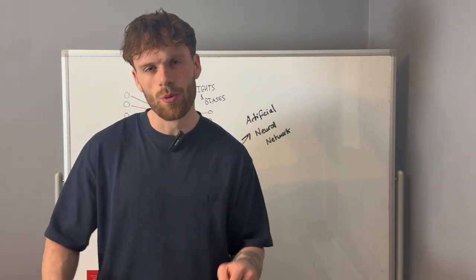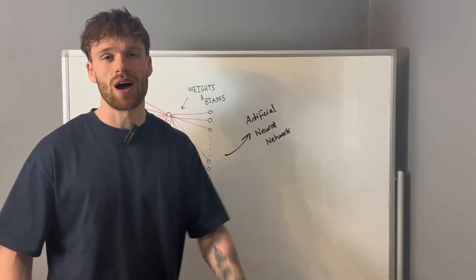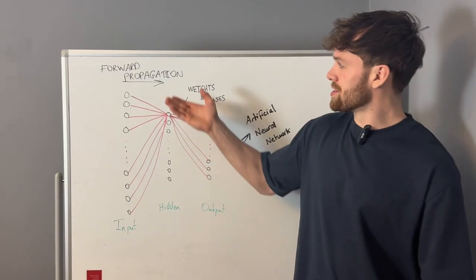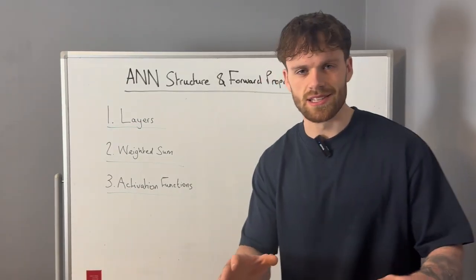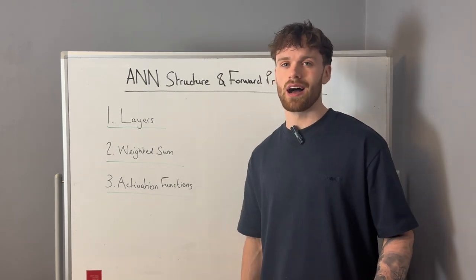In this video, we're going to build the structure of an artificial neural network layer by layer, uncovering the roles of weights and biases and understanding the first step, forward propagation. You need this understanding to grasp any deep learning model, particularly AI.